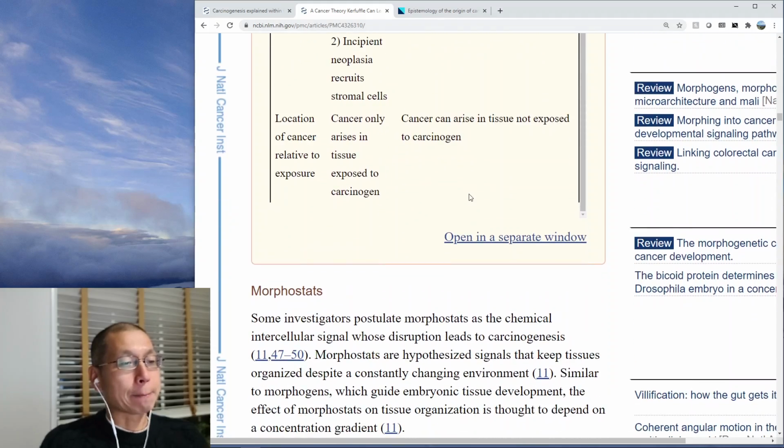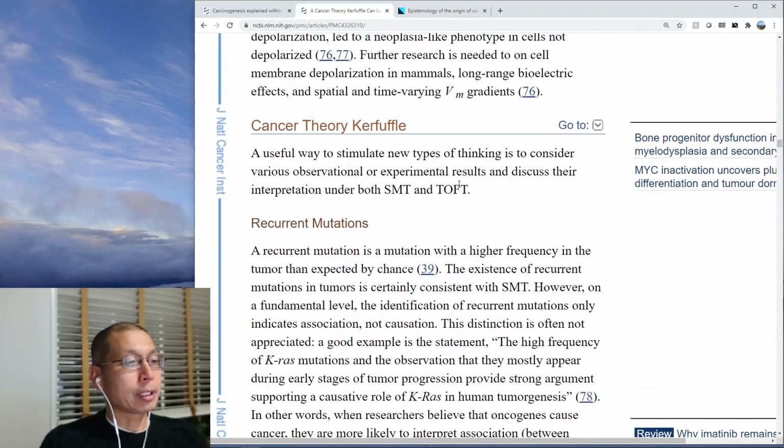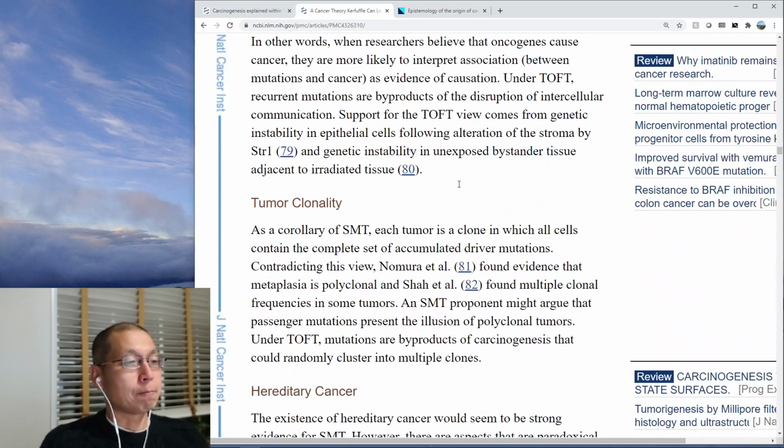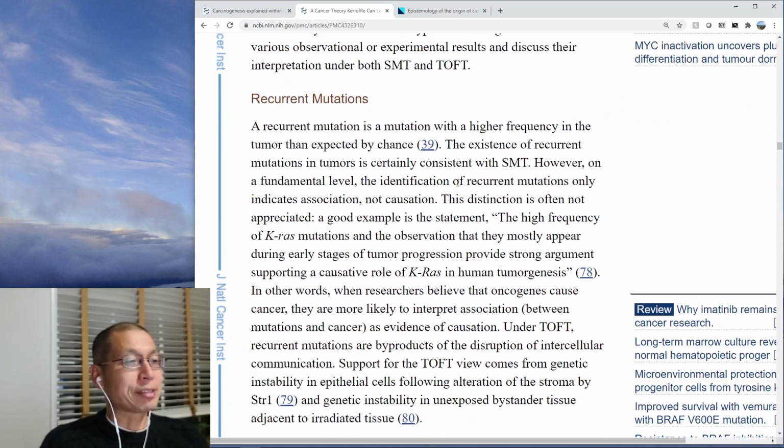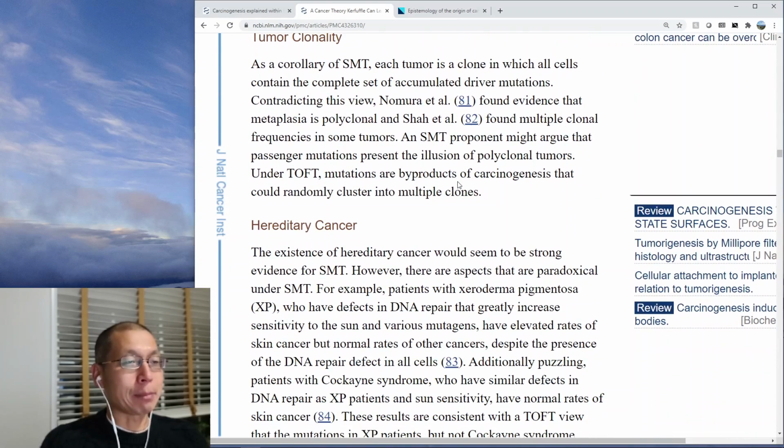And this paper gives a couple of reasons why the TOFT theory may be true. My personal take is this theory sounds reasonable, and it probably is true for some forms of cancer, and the somatic mutation theory is probably true for some forms of cancer, because cancer, like we said in the previous video, is not a monolithic disease. Cancer is many different kinds of diseases, and there's probably different ways that different cancers develop.